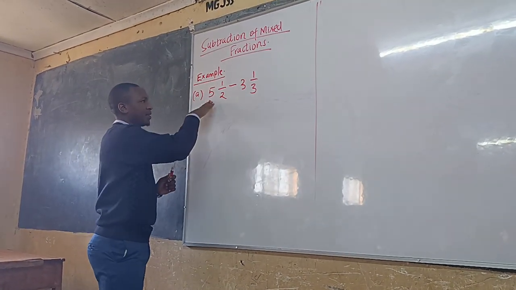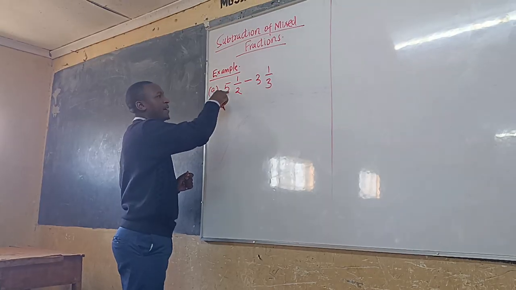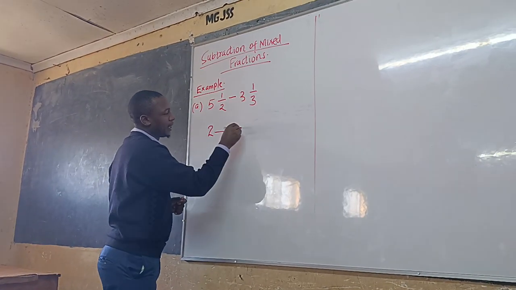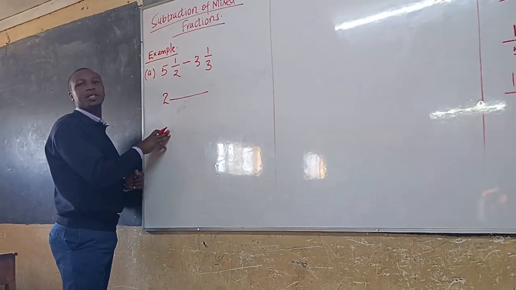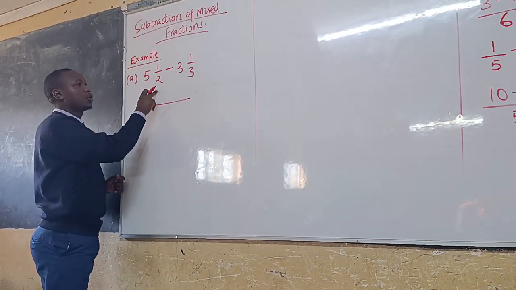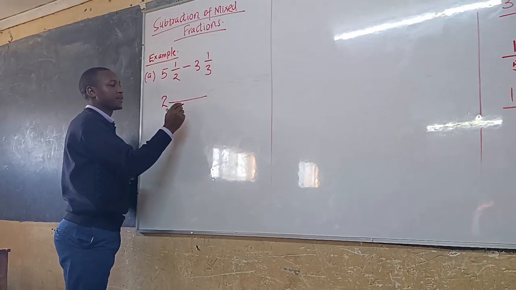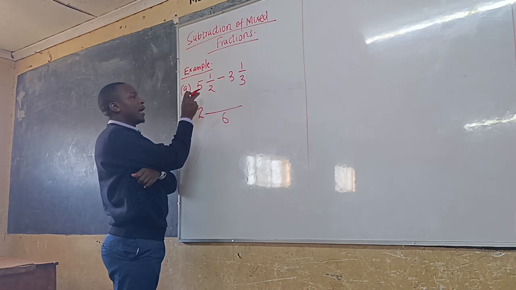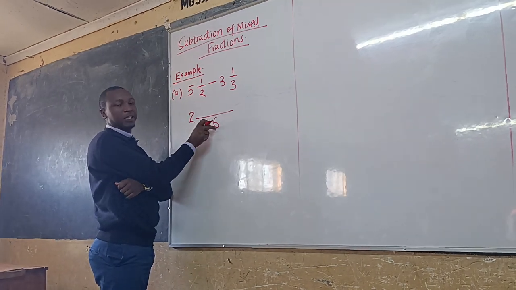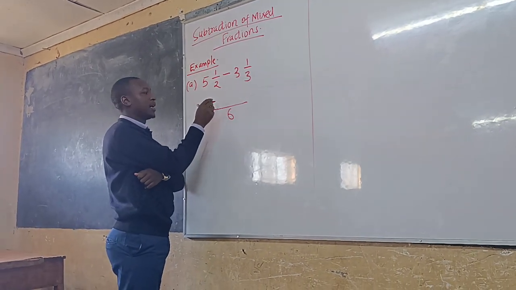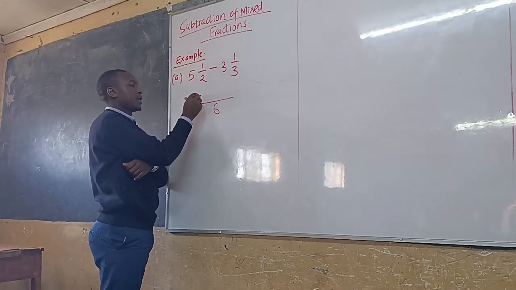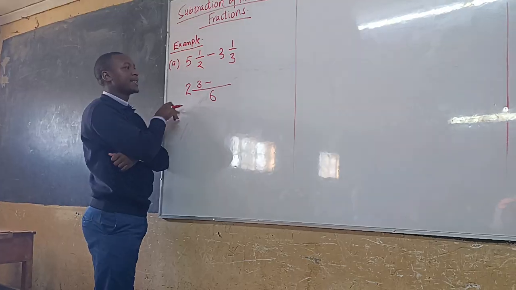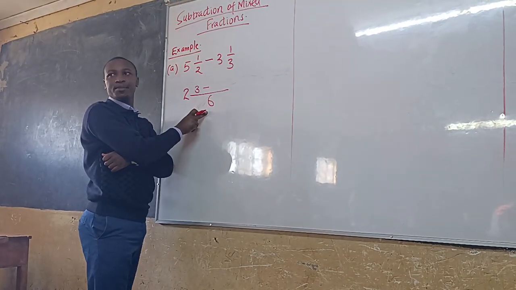So if I subtract the whole numbers, what do I get? 5 minus 3, I get what? 2. I get 2. And I find the LCM of what and what? 2 and 3, which is what? 6. And then, how many times does 2 go to 6? 3 times. 3 times 1 is what? 3. Minus, how many times does 3 go to 6?